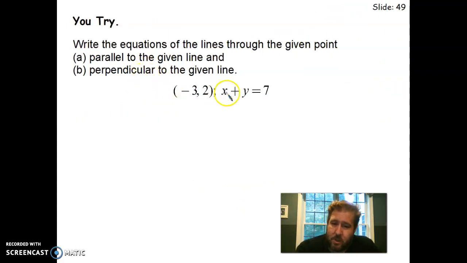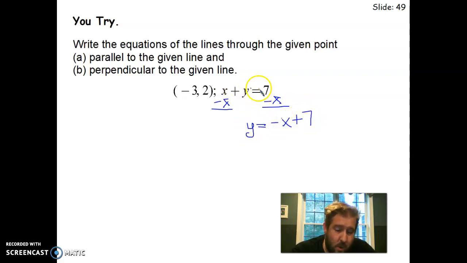All right, so this last question is pretty much the exact same thing as we just did a second ago. So I'm going to subtract x from both sides. That means it's y equals negative x plus 7. That's what this equation is to begin with. Now, it says to do it for both parallel and perpendicular. So if I'm doing parallel first, that'd be y equals negative x, or negative 1x, plus the y-intercept.